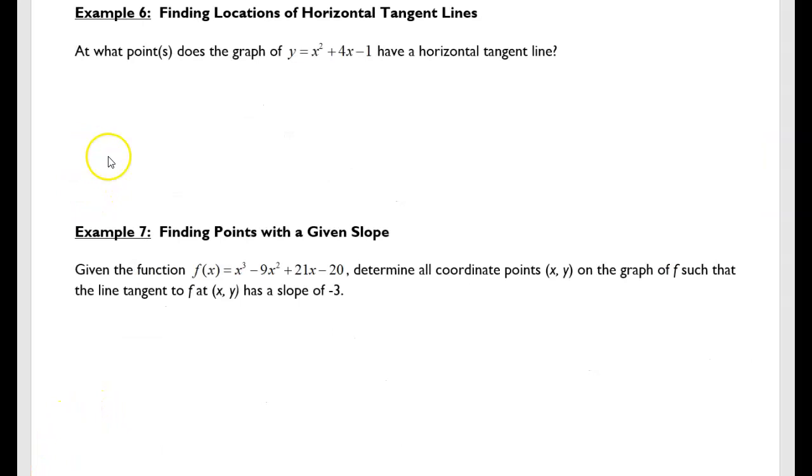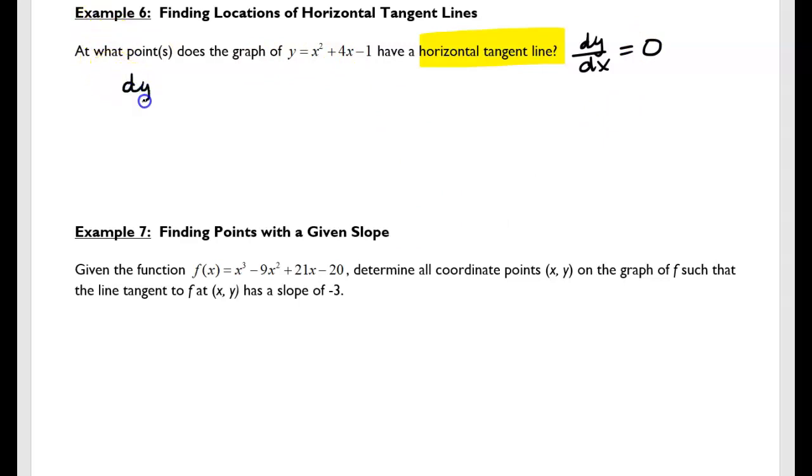In example 6, we want to find the points where a graph of y has a horizontal tangent line. So whenever I see horizontal tangent line, I automatically need to think that my derivative is equal to 0. So in this case, my function y, so my derivative is equal to 0. Okay, so derivative equal to 0. That's what I'm trying to solve.